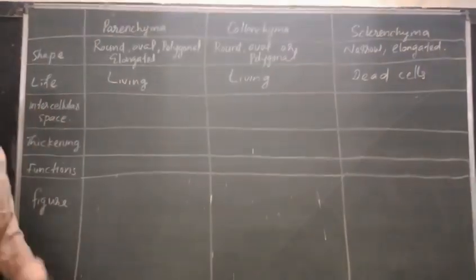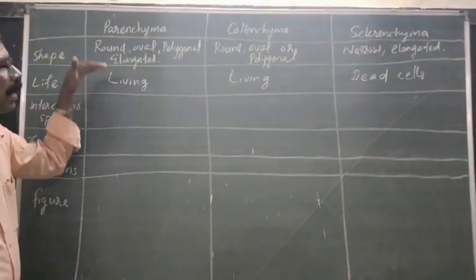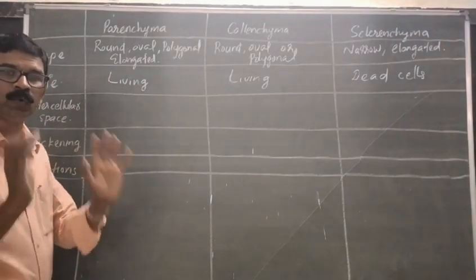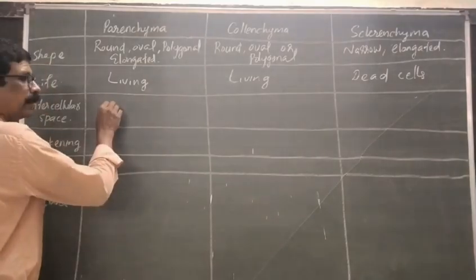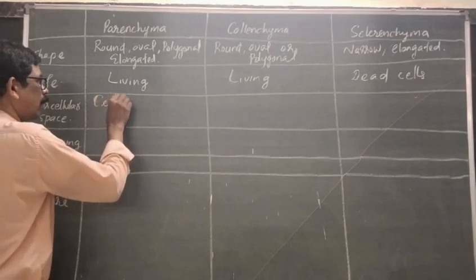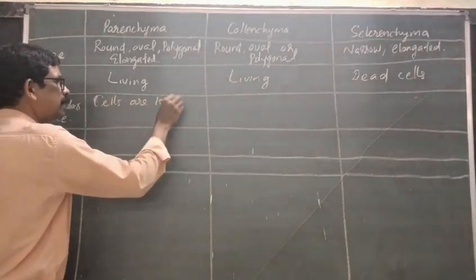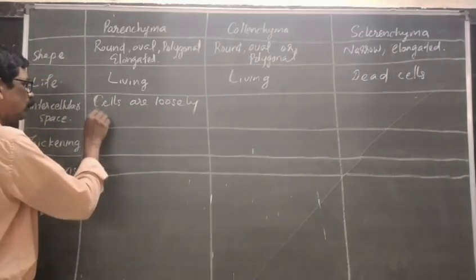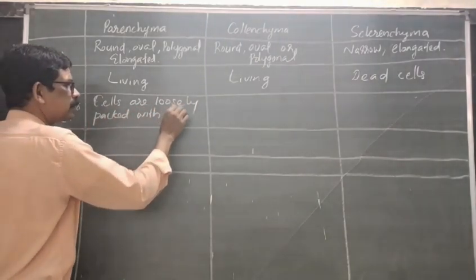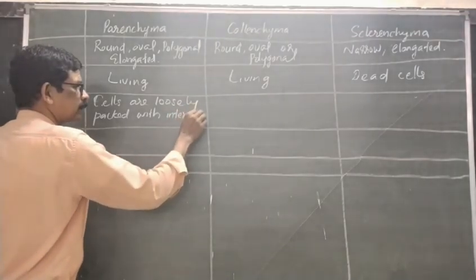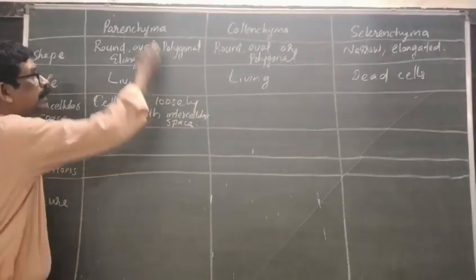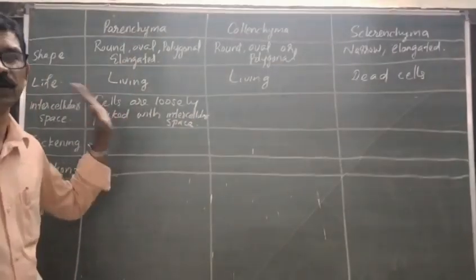Then coming to the intercellular space. In parenchyma there will be intercellular space, because the cells are loosely arranged, loosely packed with intercellular space. So here in parenchyma we can see intercellular space.